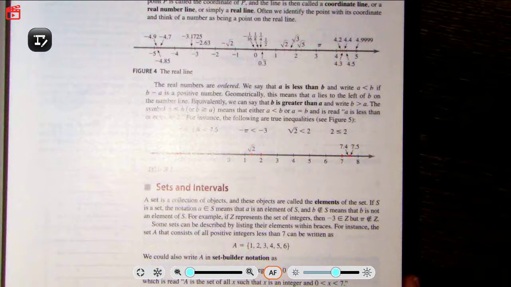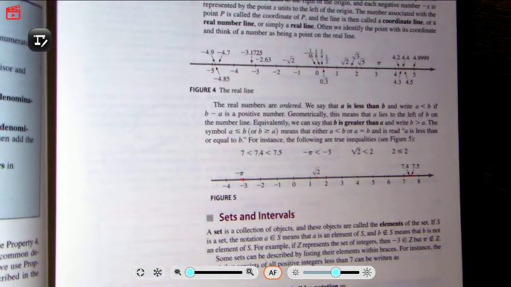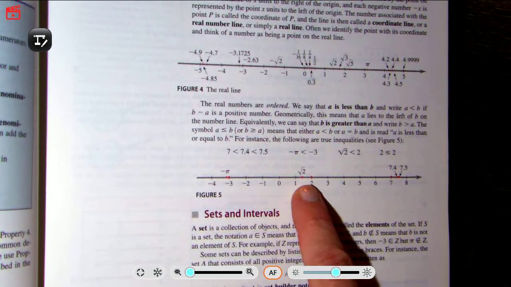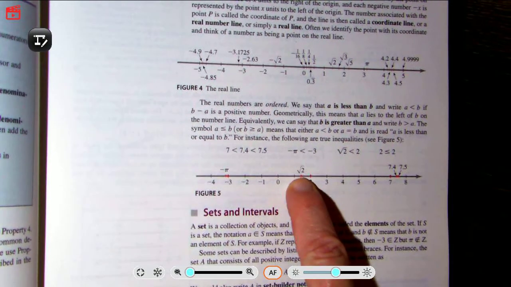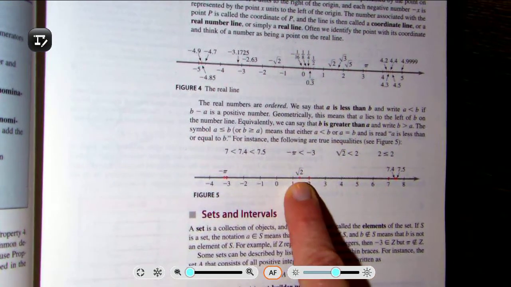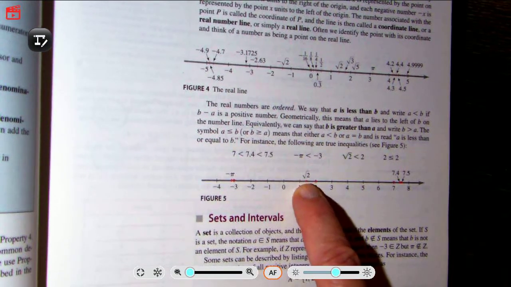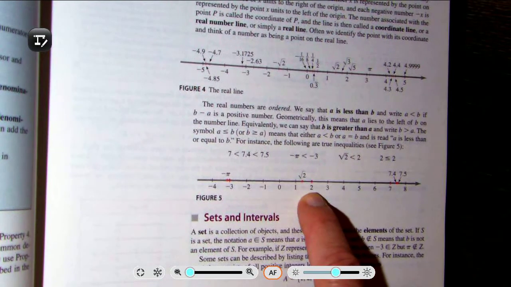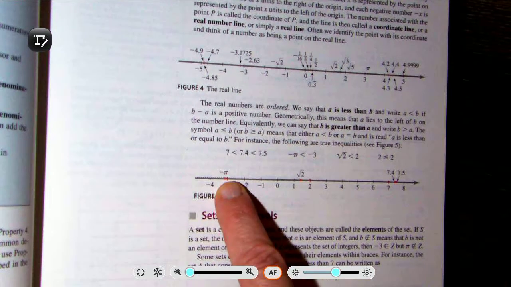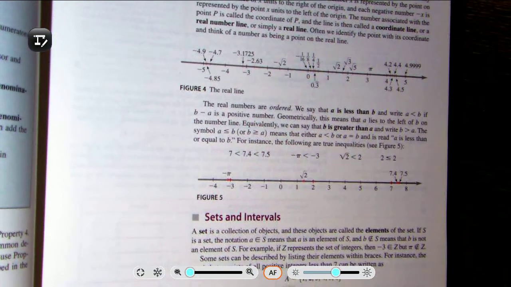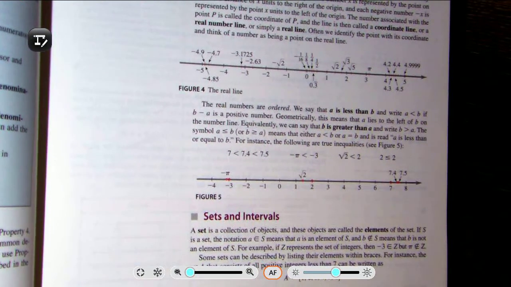We have touched on the number line, so you should be familiar with a number line. You should be able to place certain values, like where is the square root of 2? Well, you could use your calculator to get the decimal for the square root of 2, and you would know that it's going to be between 1 and 2. Negative pi would be a negative 3.14. So knowing where some of these things are located.